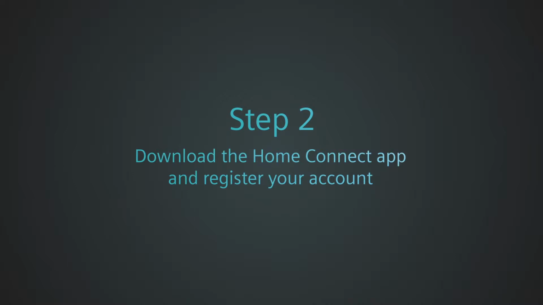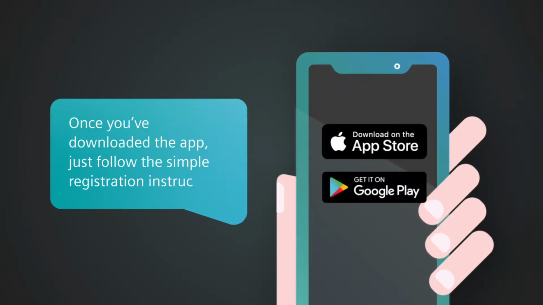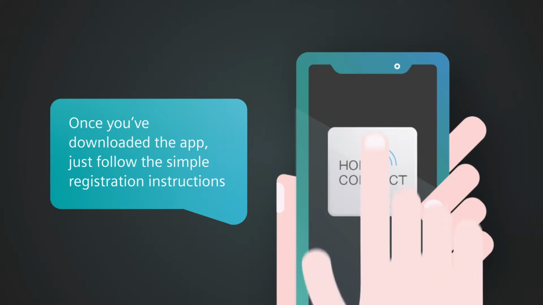Step 2. Download the HomeConnect app and register your account. Once you've downloaded the app, just follow the simple registration instructions.